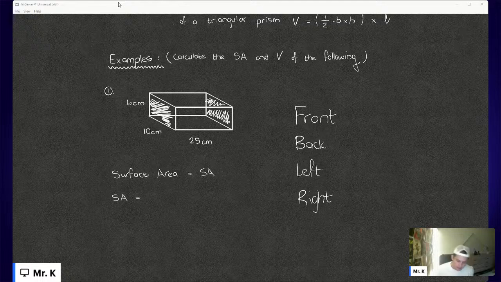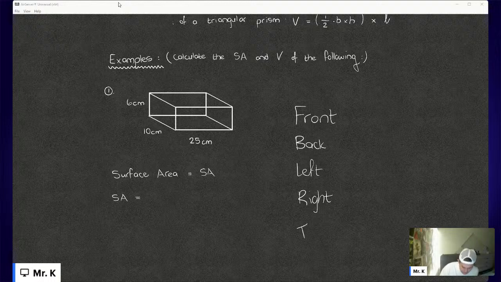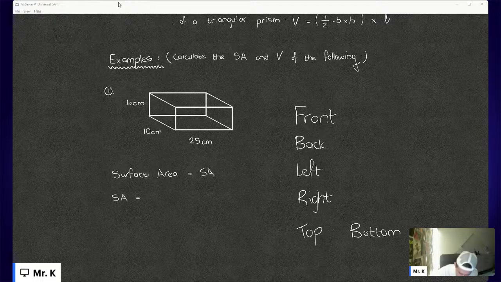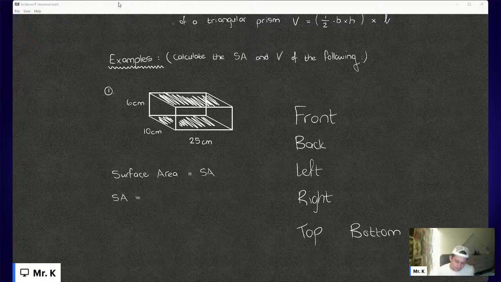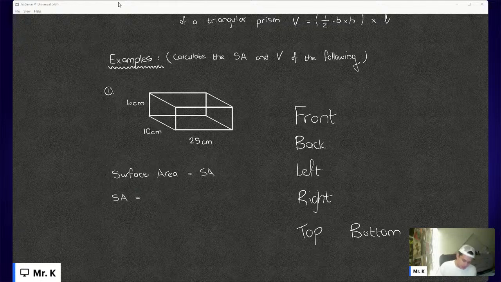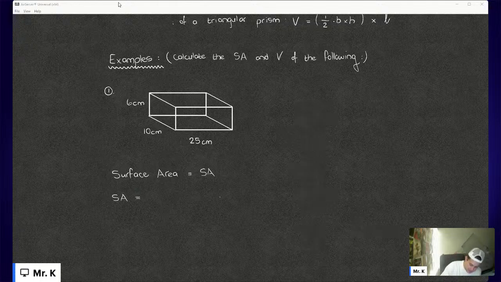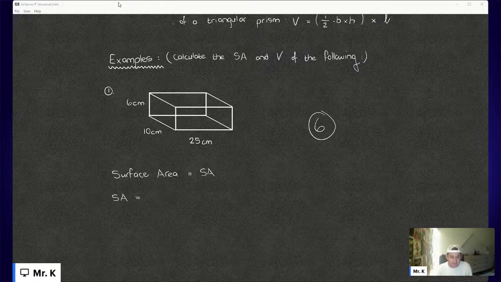So we've got the front, the back, the left, the right, and that only leaves us with two more sides. We need to also have the top and the bottom of our shape, right? Right over here on the top and over here for the bottom. So we know that this shape of ours, this rectangular prism, has a total of 6 sides, 6 faces. So keeping this in mind, when we calculate the surface area, we need to have 6 different calculations.